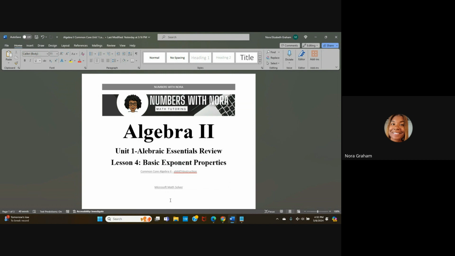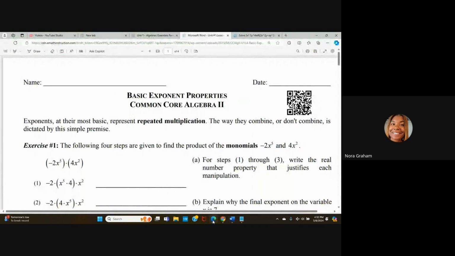All right, so let's go ahead and get started. Like I said, we're going to go over the exponent rules that we saw in Algebra 1, just kind of a quick review. And then we're also going to start getting our feet wet with factoring again, because in Algebra 2, we're going to be doing tons and tons of factoring.